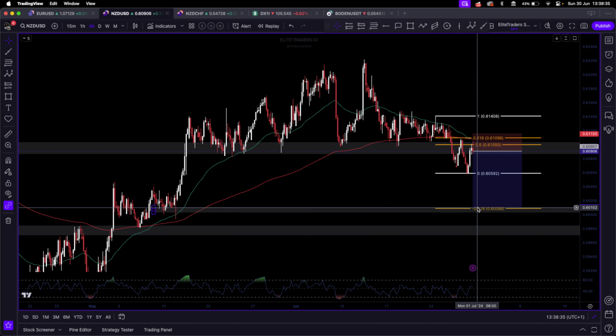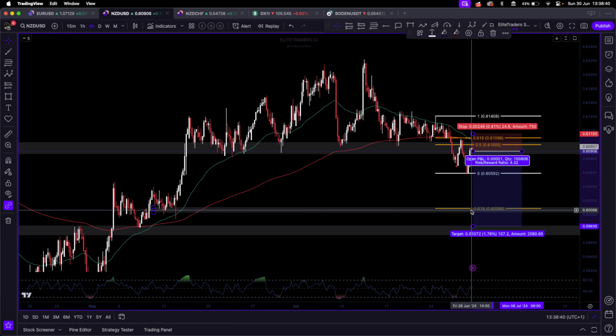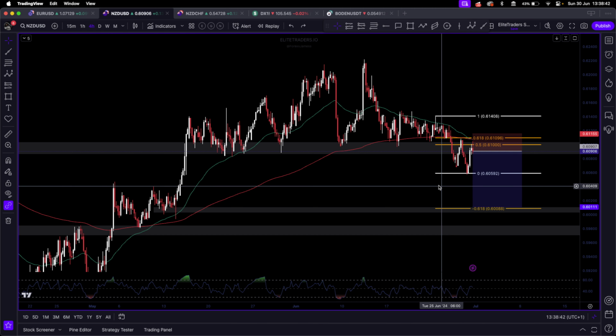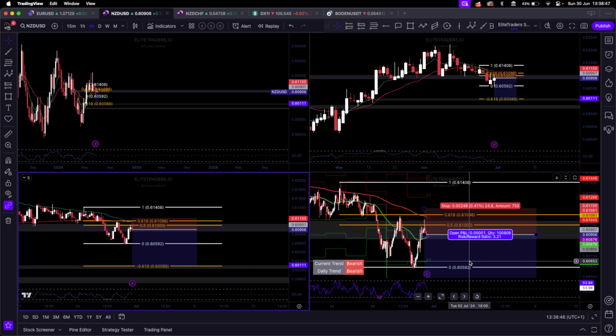However, again, depending on how the markets are moving at this point, we may just extend it down a little bit somewhere along these lines. But yeah, we'll see. This one looks nice, so I'm happy to take this one.